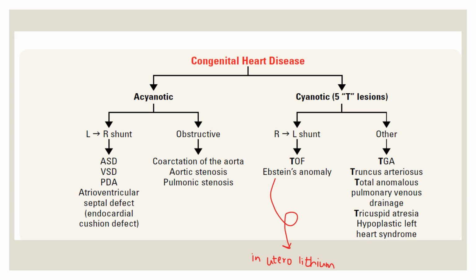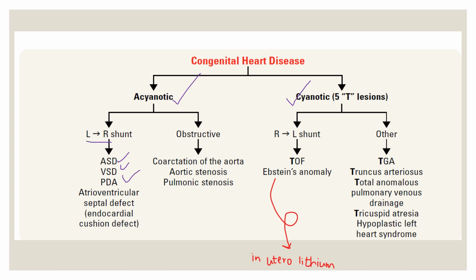Now, coming to congenital heart diseases, you classify them based on the presence of cyanosis. So you can have cyanotic heart diseases or acyanotic heart diseases. Acyanotic heart diseases are mainly your VSD, ASD, and PDA, or atrioventricular septal defect or endocardial cushion defect, which is what you have in Down syndrome and so on.